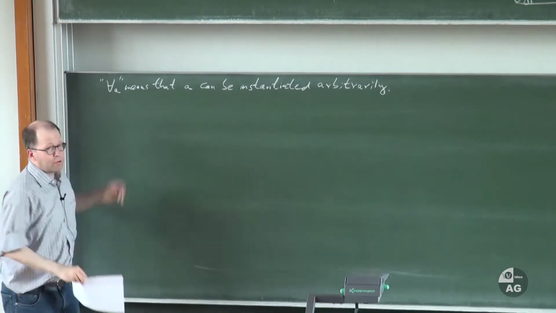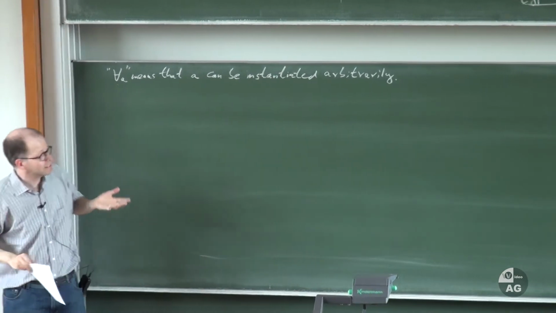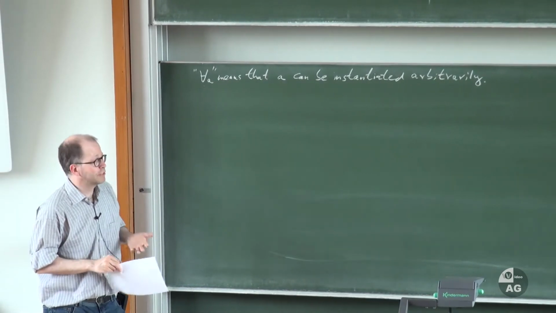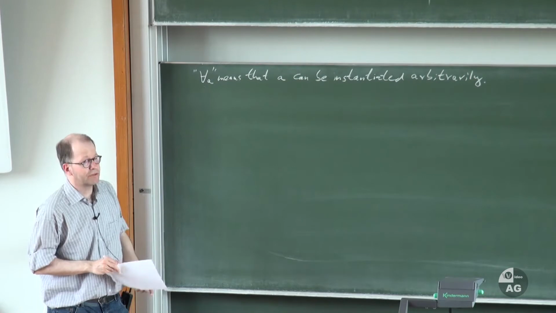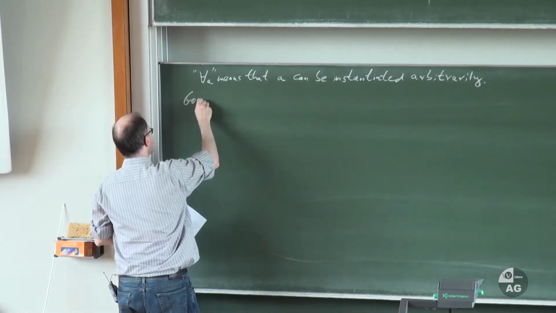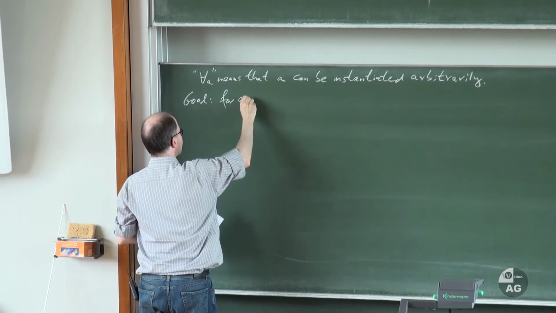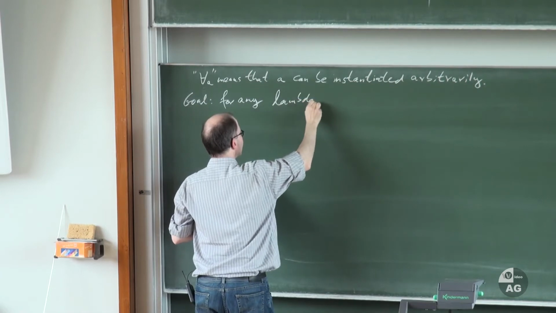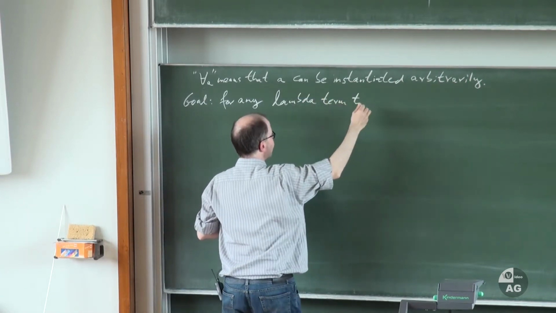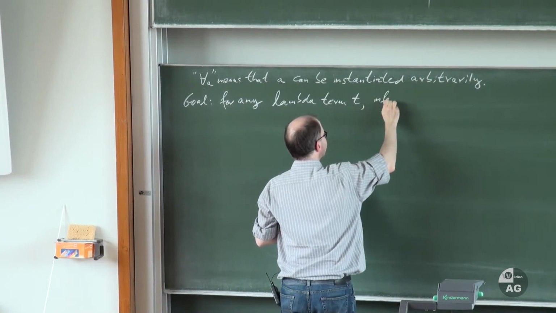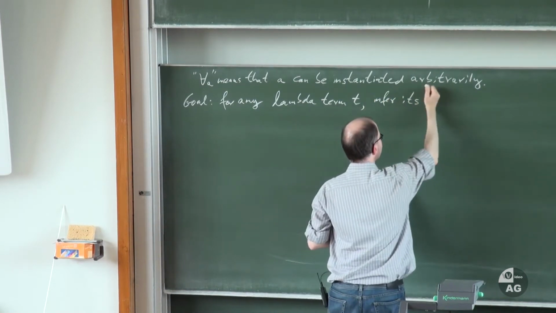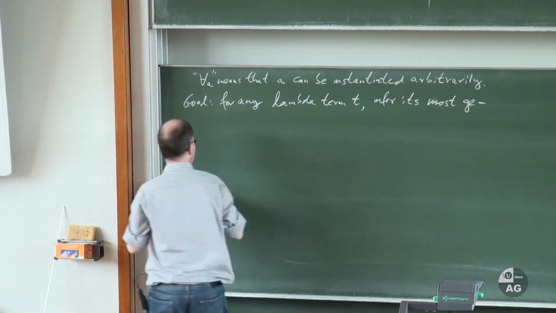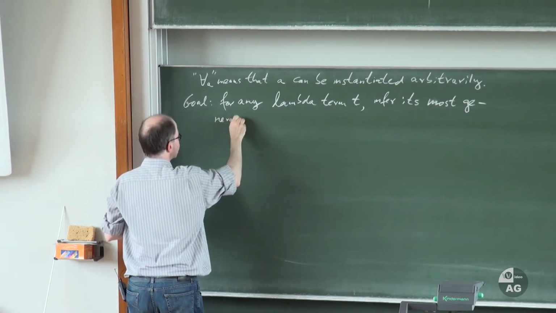Okay, and now what's the goal? The goal is for every Haskell expression, well, no, we will do this only for the lambda calculus. So for any lambda term, we now want to find its most general type schema. So the goal is, for any lambda term T, infer its most general type schema.